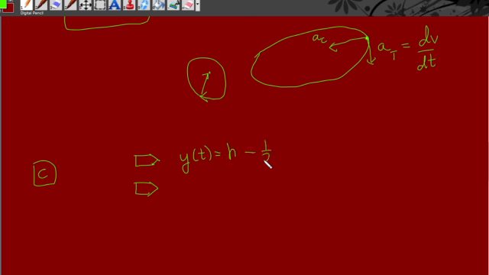Okay, next problem. This one's a bit more tricky, but let's see. A projectile is fired at an angle theta with respect to level ground. Is there a point in the motion where the velocity is perpendicular to the acceleration? So let's draw this out. It moves in a sort of parabolic way and is fired at angle theta. And the velocity is always tangent to its motion.